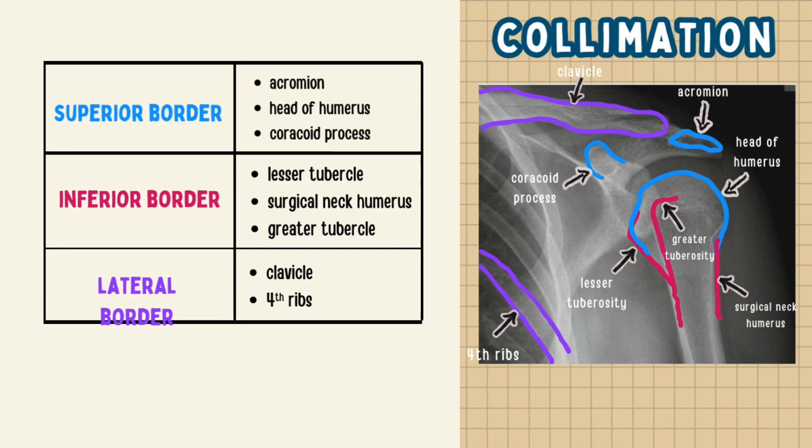Next, I will explain the collimation part. For the superior border, the structures included are the acromion, head of humerus, and coracoid process. You can see in the image, it is in the blue line.